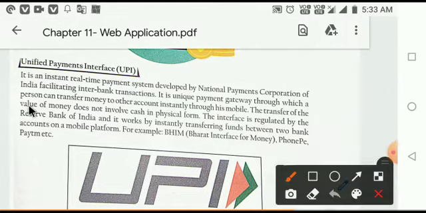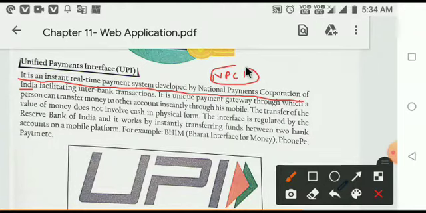Now you know that it is an instant real-time payment system developed by the National Payments Corporation of India, NPCI. It is a department of the government, in which all the permissions for transactions are given.